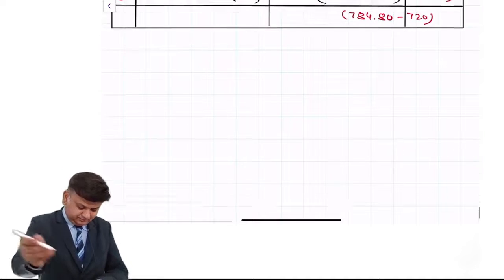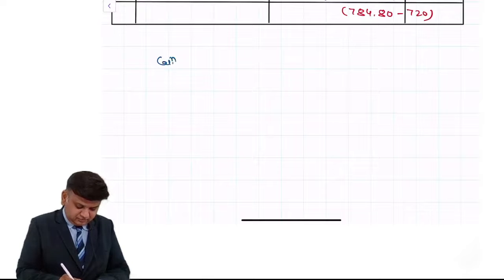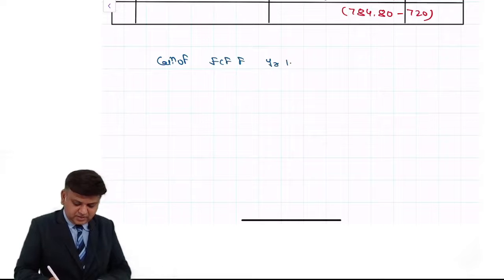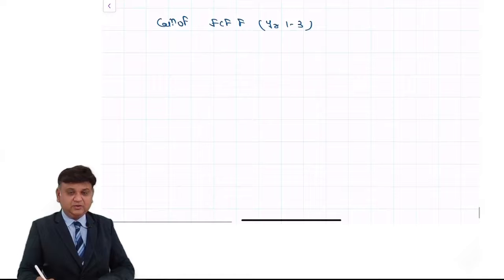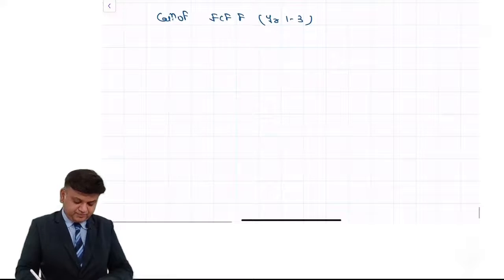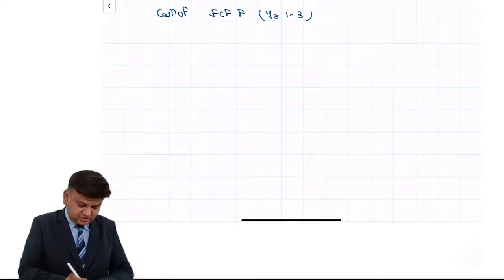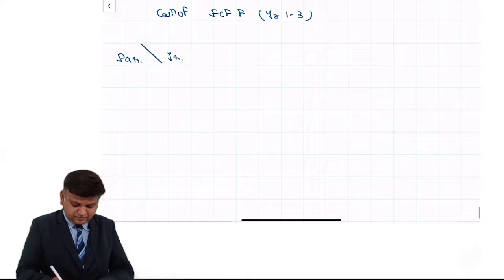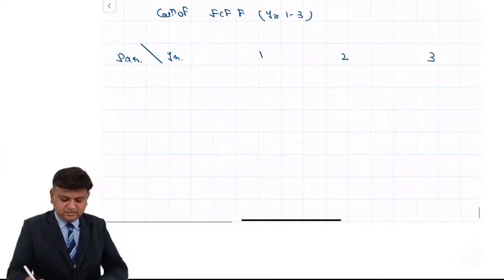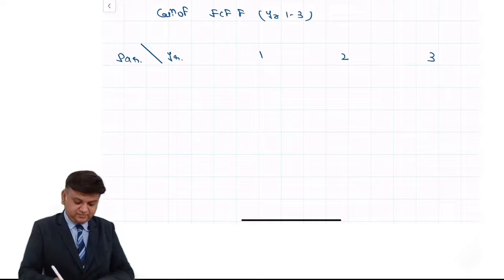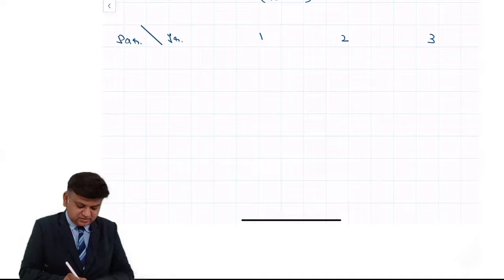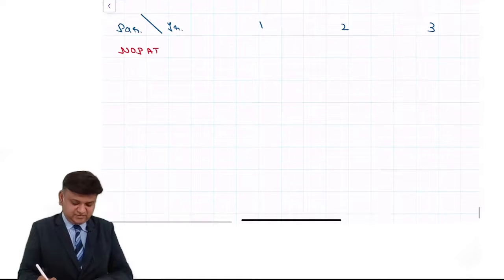Next will be the calculation of free cash flow for the firm, year 1 to year 3. We'll make the calculation for the 3 years. In that we will have the columns like this: particulars, then on the opposite side the years: first year, second year and third year. Next, we'll start with the NOPAT, net operating profit after taxes.